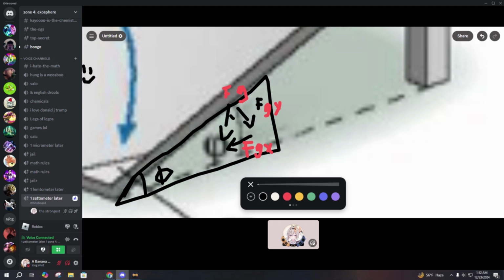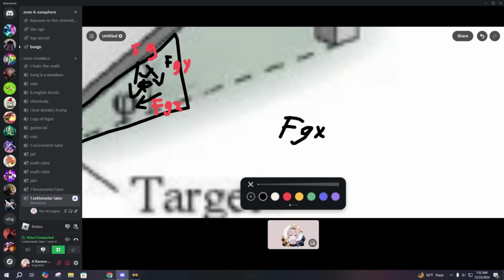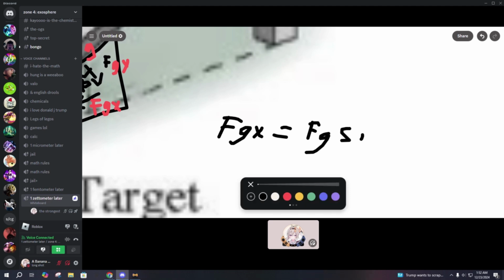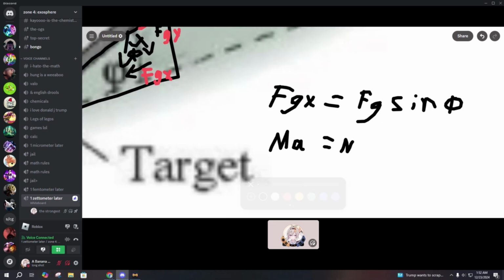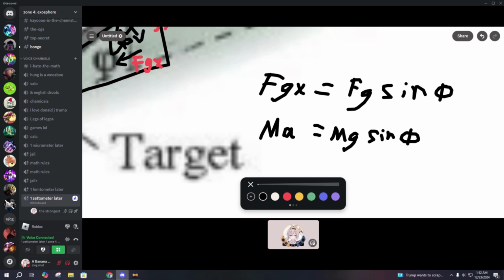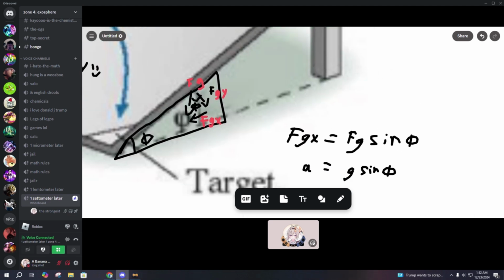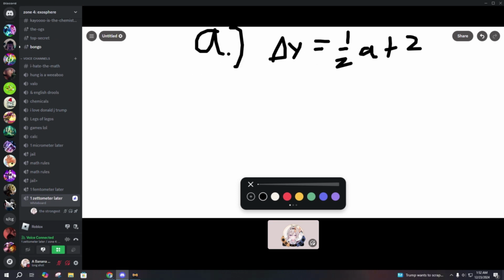And I know this angle created between FG and FGY is the same as the angle of the ramp, so that's phi. Using that, I know that FGX is equal to FG times what trig function? FGX is opposite to phi, so FG times sine phi. FGX is mass times an acceleration, and FG is equal to mg, so mg sine phi equals ma. I divide both sides by m and get my acceleration to be g times sine phi, magnitude.